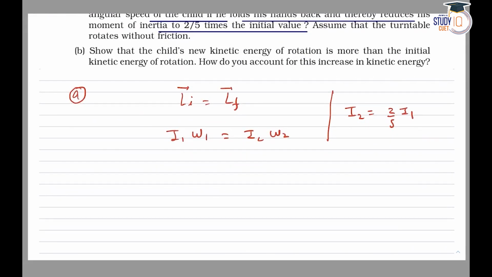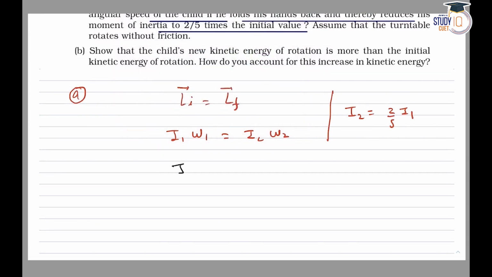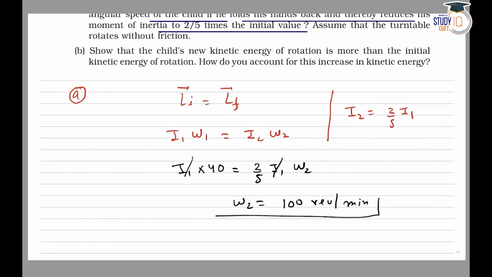On substituting the given values, we can say that I1 into angular velocity omega 1, which is 40 revolutions per minute, equals the value of I2, that is 2/5 times I1, into omega 2. So from this, I1 is cancelled out. The value of omega 2 comes out to be 100 revolutions per minute. So in this situation, the angular velocity omega is increased.